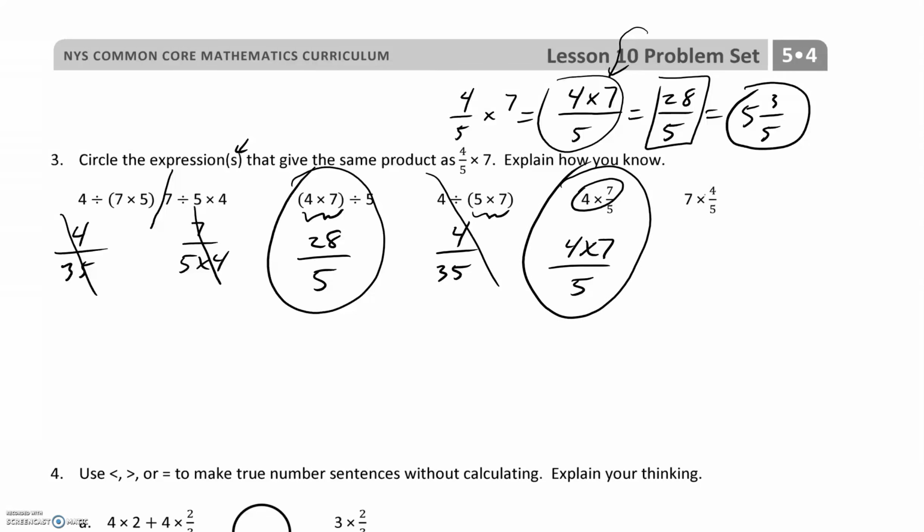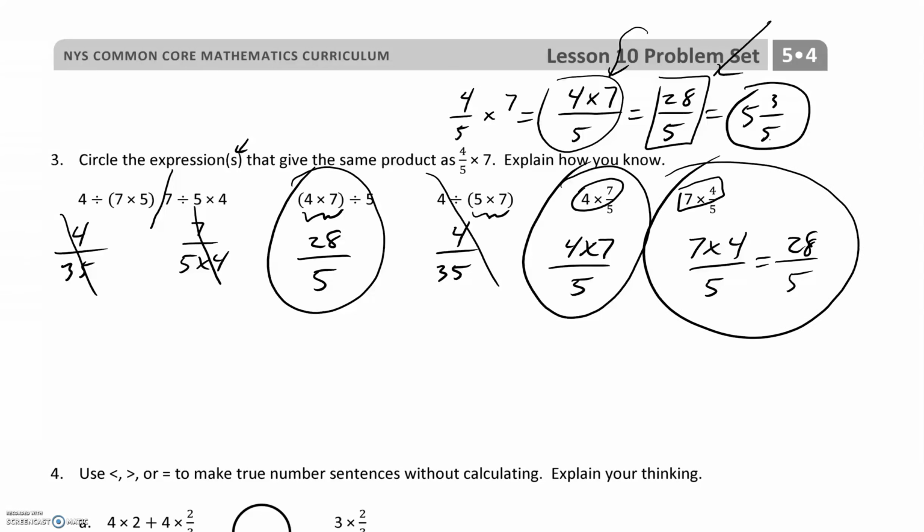And then this one, they kind of messed with us a little bit. 7 times 4/5. Now, that's the same as 4 times 7, but let's just prove it. 7 times 4 is 28. Oops, it's 28/5. That looks just like this. Therefore, that is the same. So we circled 3 of those things. Okay, and we didn't even have to do all the math. It's kind of cool. We just go until we find something that looks the same.